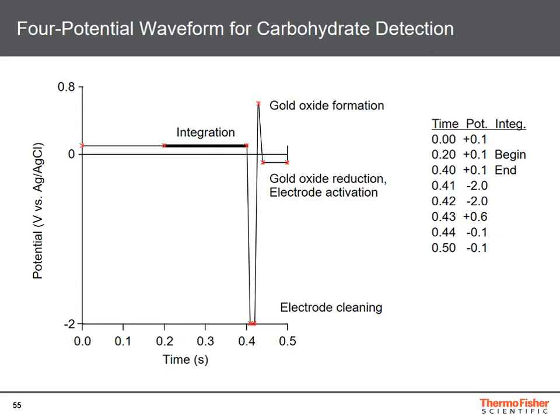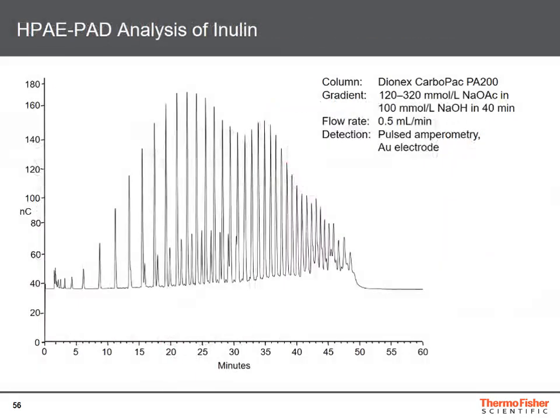Applying this waveform, we can measure carbohydrates at a very sensitive scale. Today, we are detecting mono and disaccharides down to the femtomole level. With the application of such a four-potential waveform, we also get a very stable signal over a long period of time. A typical example of the pulse amperometric detection of carbohydrates is shown on this slide with the analysis of inulin.